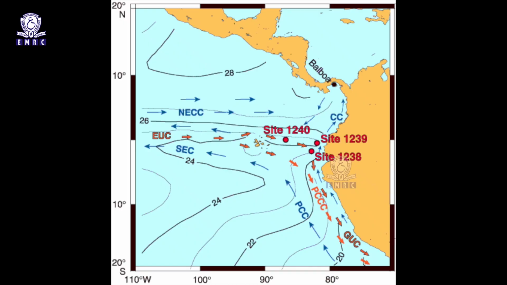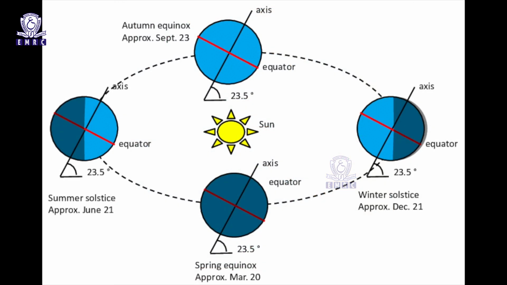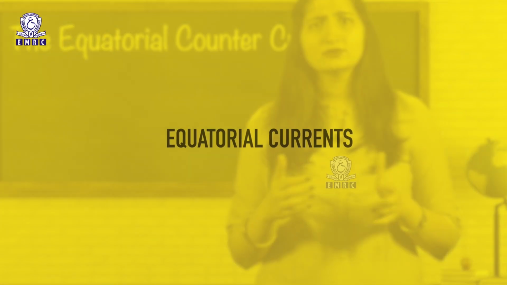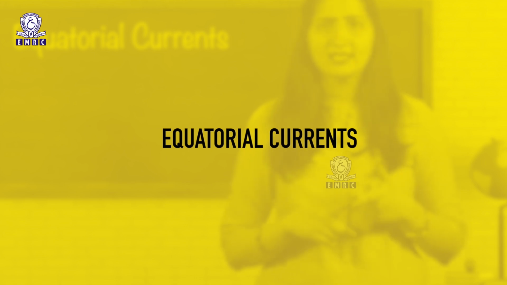In the northern winter, the countercurrent begins east of 24° west, whereas in the northern summer it starts east of 50° west and can be seen over the entire width of the Atlantic Ocean. The equatorial currents, which are warm in nature.